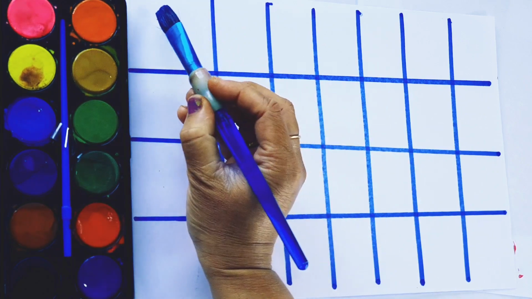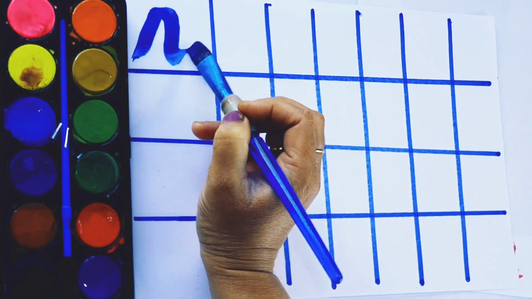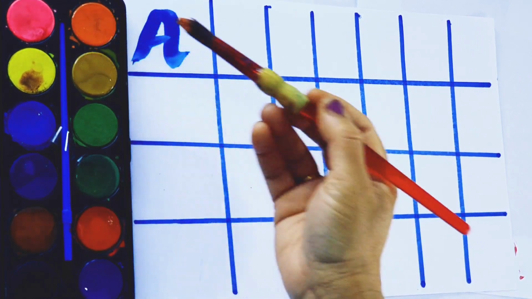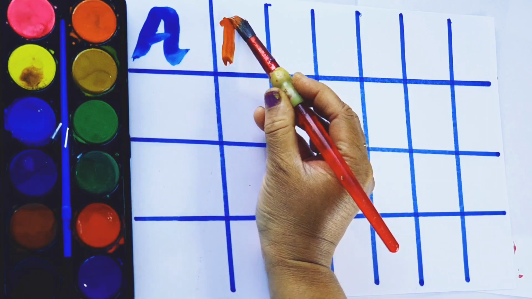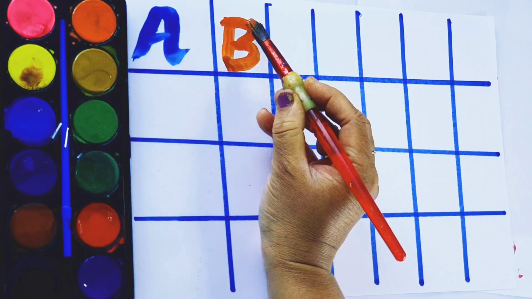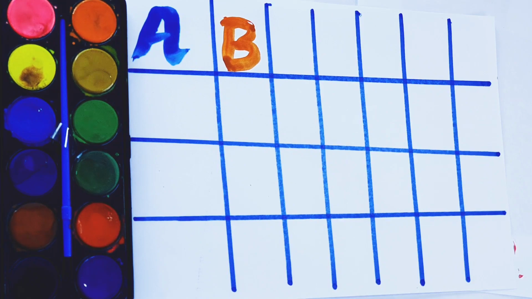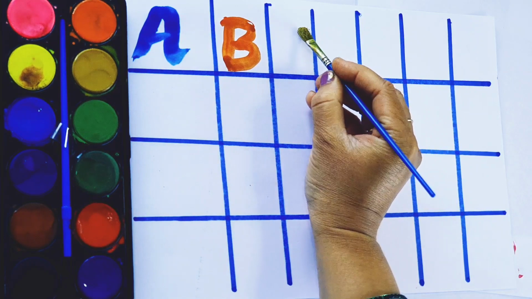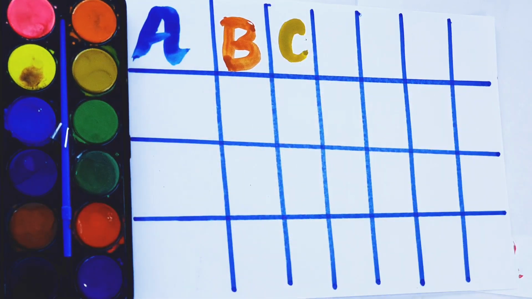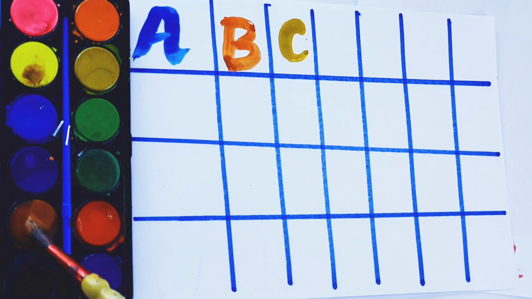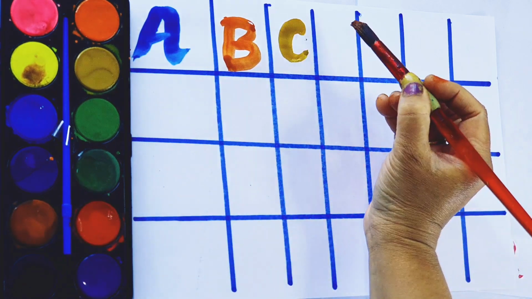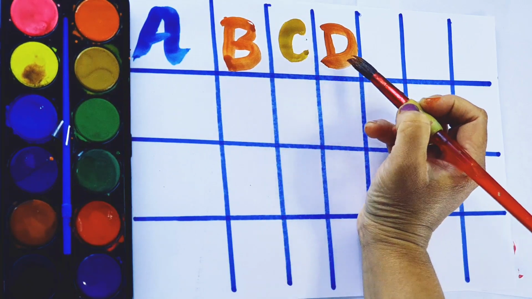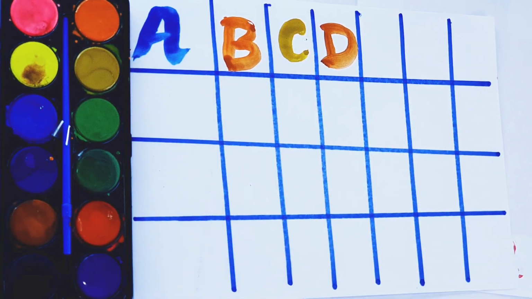Light blue color, A for aeroplane. Orange color, B for butterfly. Yellow color, dark yellow color, C for carrot. Brown color, D for dog.